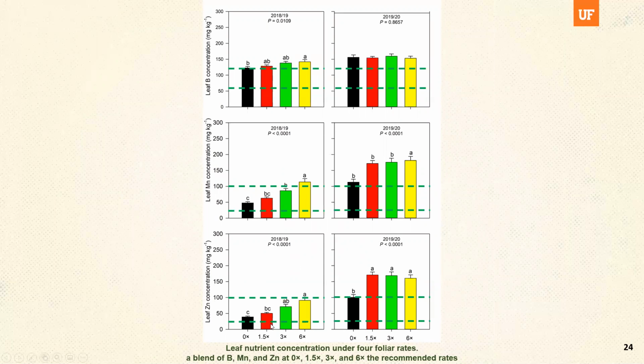Here the x-axis represents 4 different combinations of foliar application of micronutrients and the y-axis represents plant leaf nutrient concentration. And the green lines represent the optimal level of nutrients. So with the increase in foliar application of micronutrients, the leaf nutrient concentration increased except for boron in the year 1920. All the nutrient levels with the application of 1.5 times, 3 times and 6 times exceeded the optimum range, which could have decreased the fruit yield, which I talked about in previous slides, as well as plant physiology.